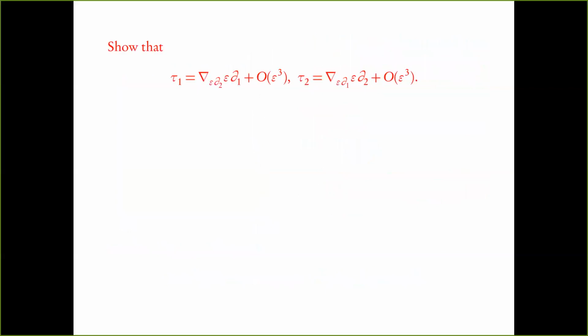So I'll let you compute this. If you have followed this other expansion, you can compute this as well. You can show that, as I said, if you expand tau 1, then if you ignore order 3 terms, this is simply the covariant derivative of epsilon del 1 with respect to epsilon del 2, and same with tau 2. So it does look like the original definition of connection. Okay.